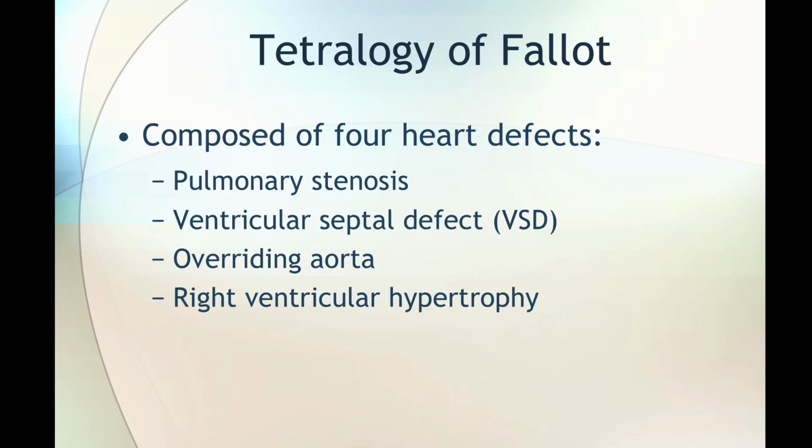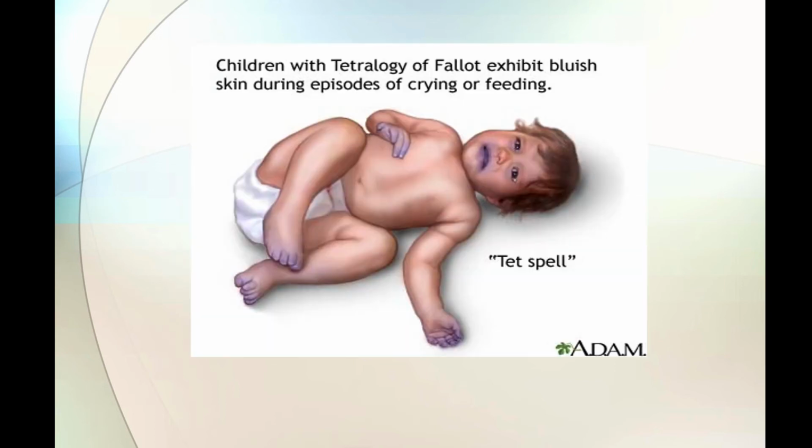So tetralogy of Fallot. This is very common. This is the one I said earlier has 4 defects. The thing about tetralogy of Fallot is that the NCLEX, they love this congenital heart disease because it has 4 defects. Lots of things to talk about here. Lots of things for them to look at. So you have a pulmonary stenosis, ventricular septal defect, overriding aorta, and right ventricular hypertrophy.